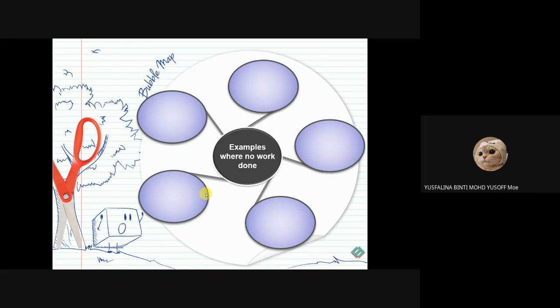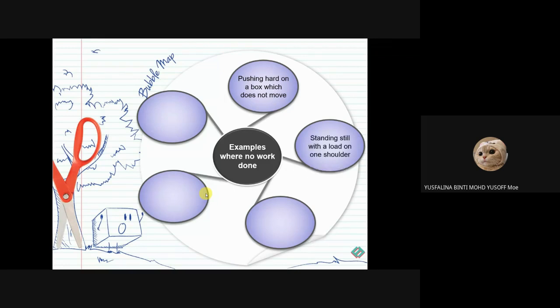So, examples when no work is done. When you push hard on a box which does not move. Let's say the box is very heavy. Then you try to push it, but the box is not moving because it's too heavy. So the work is not done, even if you apply so much force to it. It's still considered that work is not done.